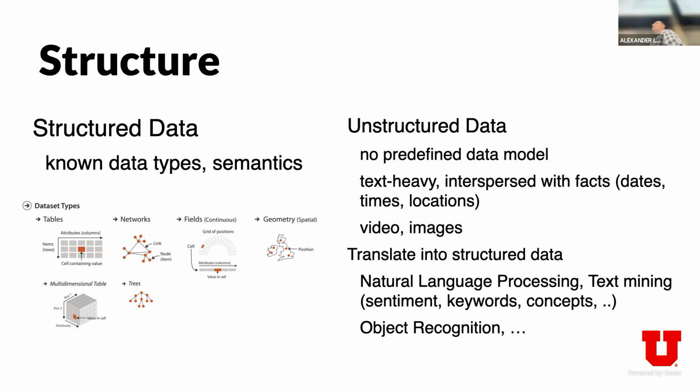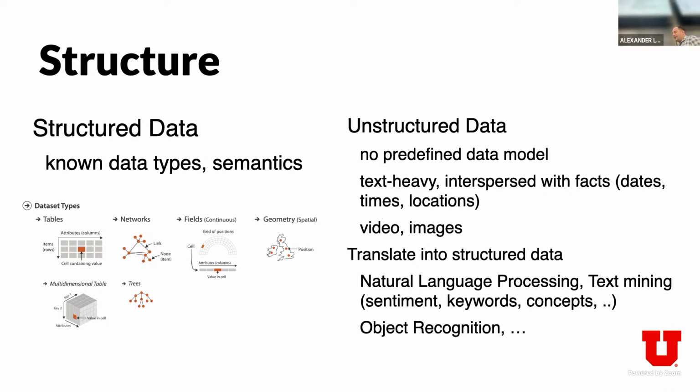However, in reality, data that we typically as humans consume is actually fairly unstructured. So we have no predefined data model for that. And that tends to be things like text-heavy data. For example, me speaking here is a form of data delivery, right? Or text on a website is unstructured data. It can be interspersed facts. It can contain times or dates or locations or numbers. It can also be video or images. All of these are unstructured data forms.